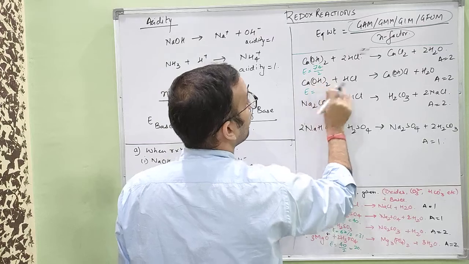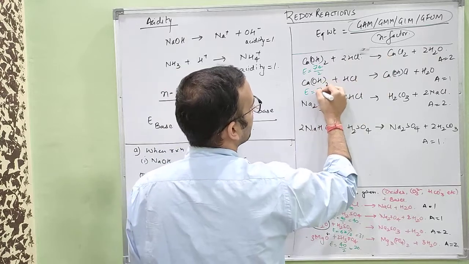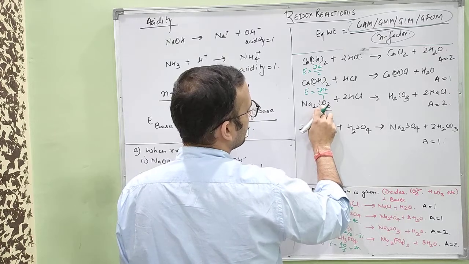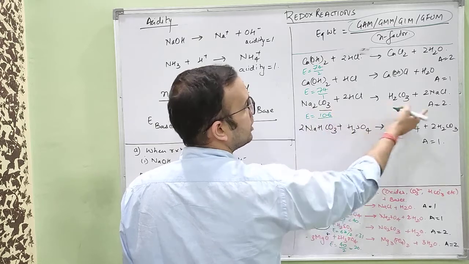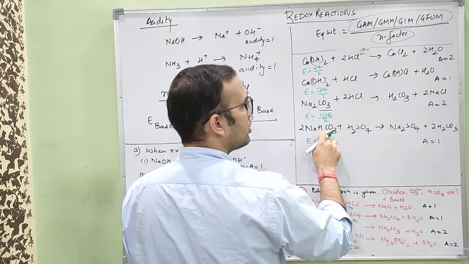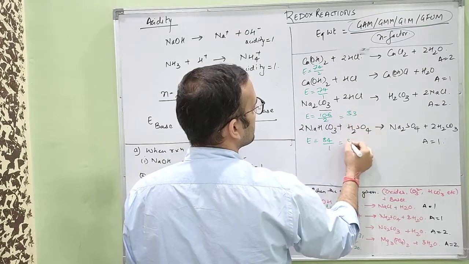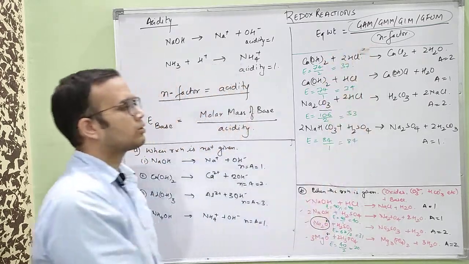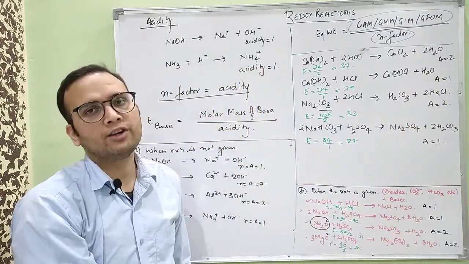Oh, here it will be A equals to 1 because it has given only 1 OH. So here it will be 74 by 1. And Na2CO3, this is 60 plus 46, 106, E equals 106 upon 2. Then again E is equal to 24 plus 60, 84 upon 1. This is 53, this is 84, this is 74 and this is 37.